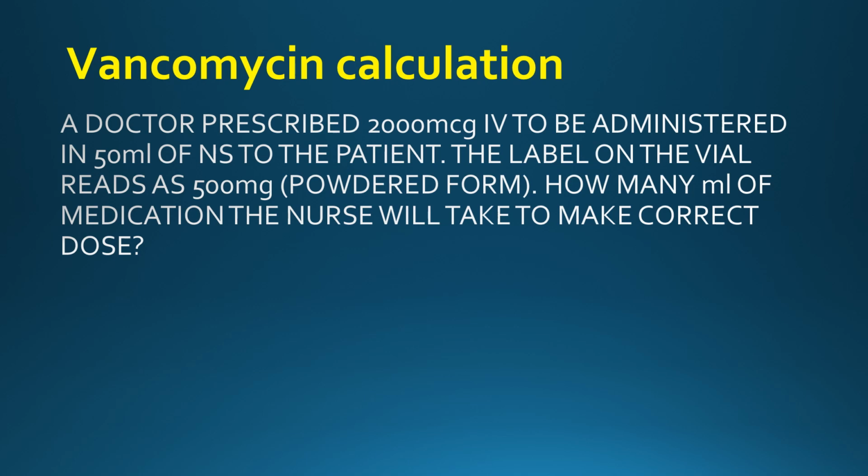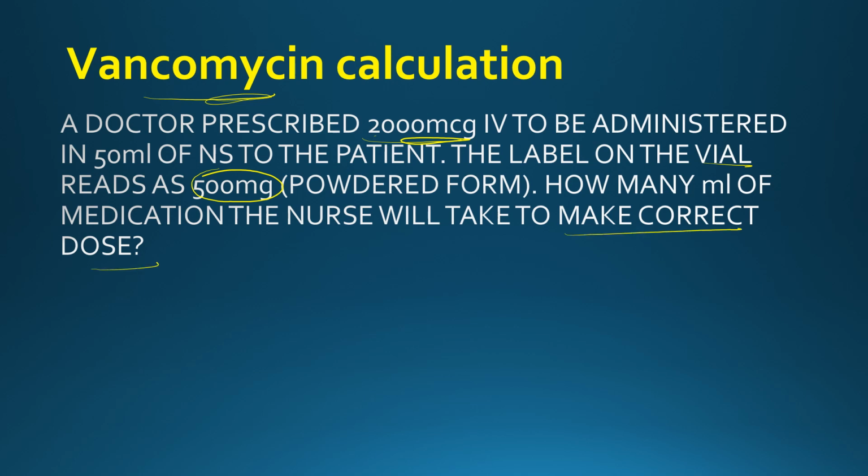Vancomycin calculation. A doctor prescribed 2000 of vancomycin IV to be administered in 50 ml of NS to the patient. The label on the vancomycin vial reads as 500 mg, which is in powdered form. And how many ml of medication will the nurse take to make the correct dose?